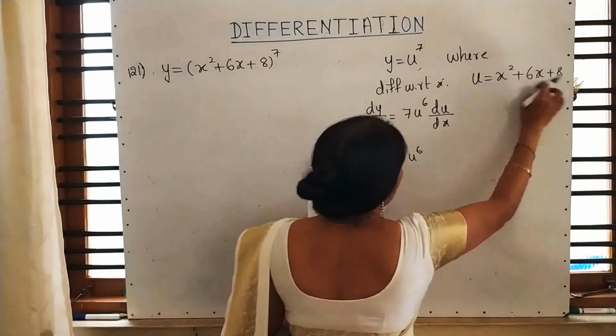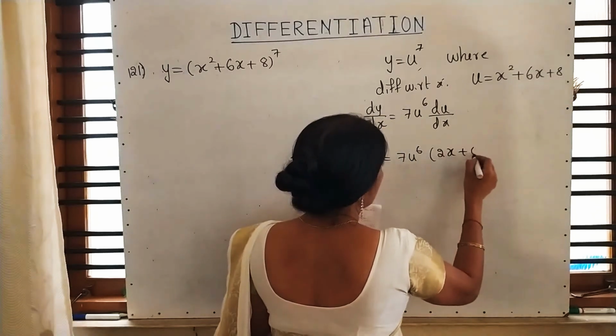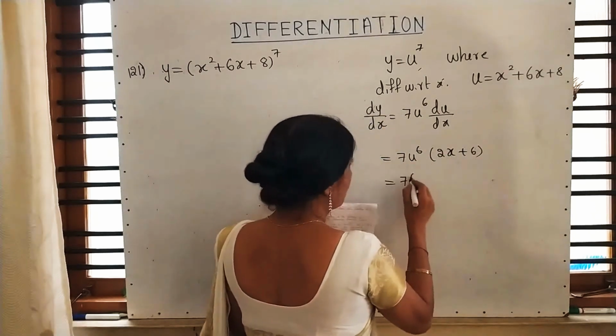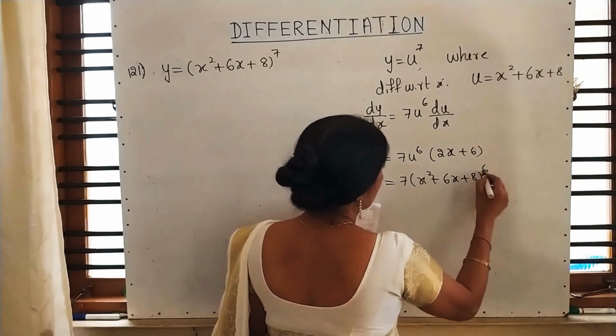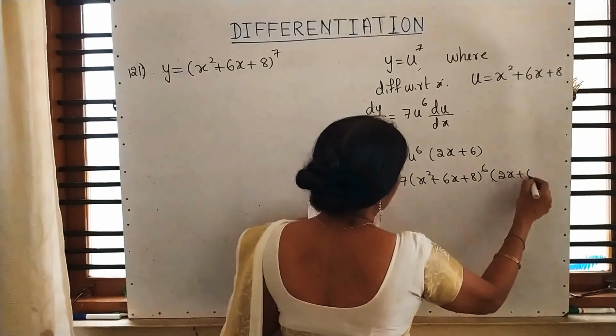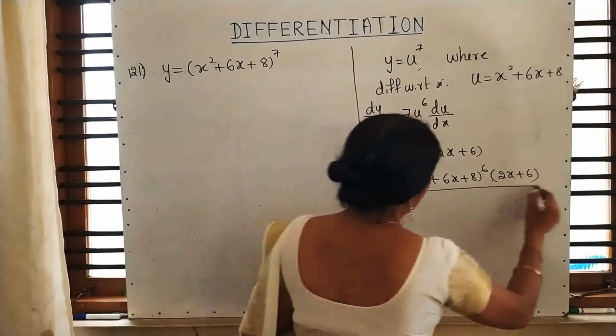What is du upon dx? We have to write this differentiation. Now write down that u value. Like this we are solving. Instead of this, I am explaining you directly.